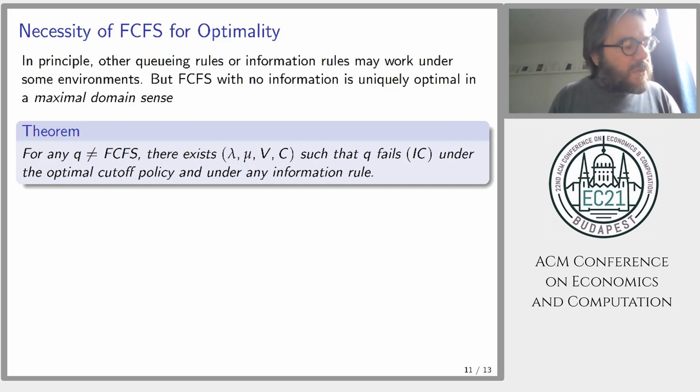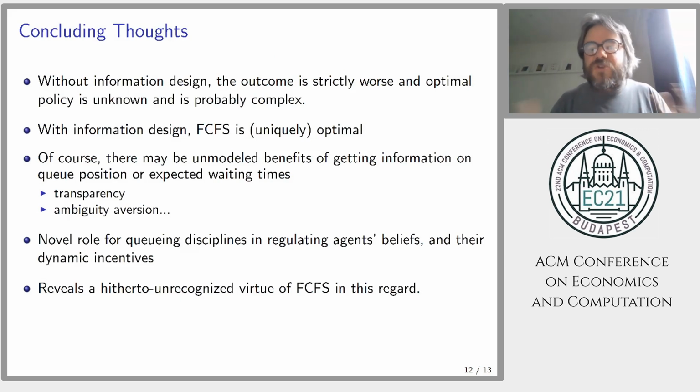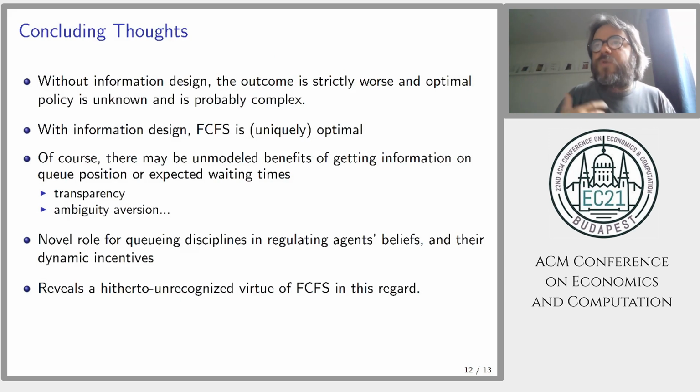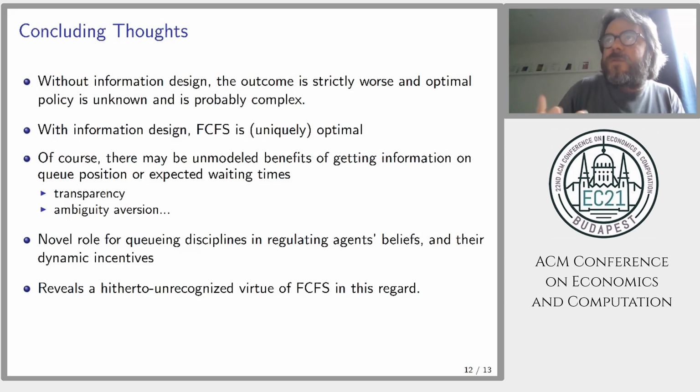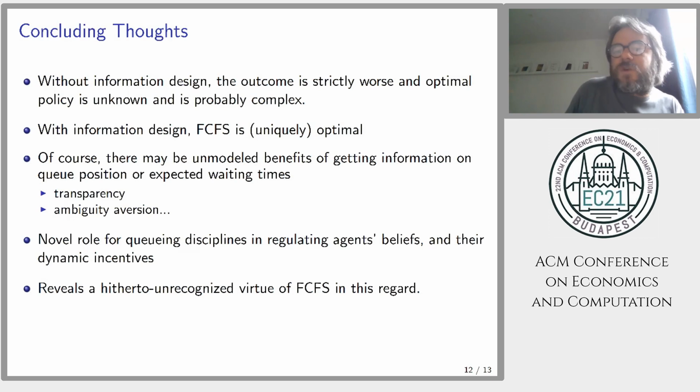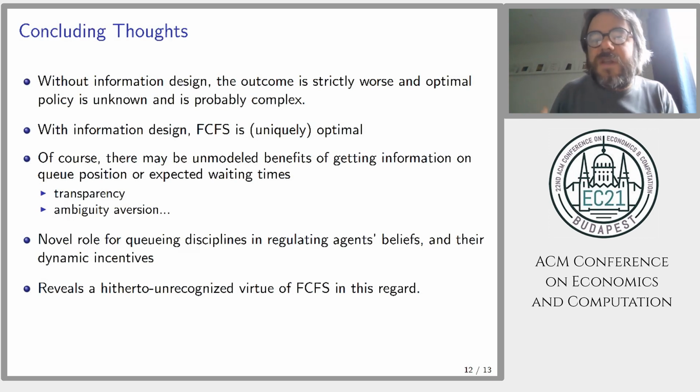So let me conclude. Without information design, the problem is probably very, very complex. What we show is that first come, first served with information design is optimal. And so we have a simple solution thanks to information design, which involves providing no information to agents. Of course, you can think of many unmodeled benefits of getting information. For instance, transparency is often useful. People may dislike being in the dark and so on and so forth.